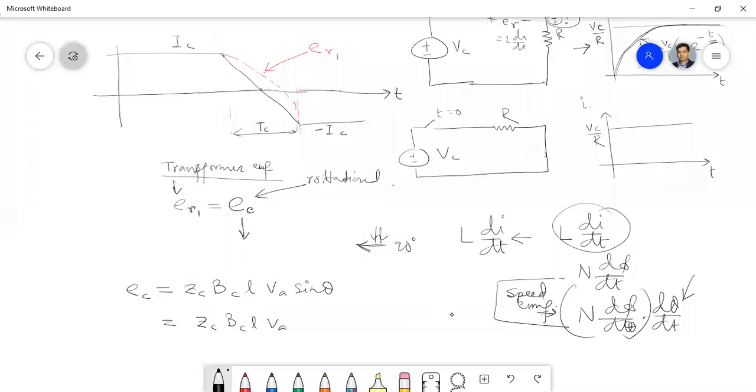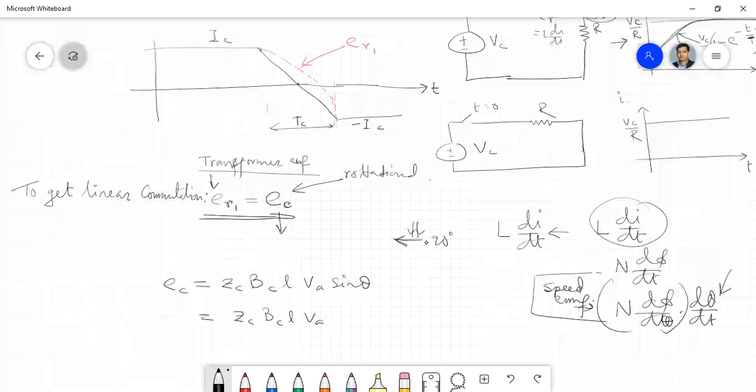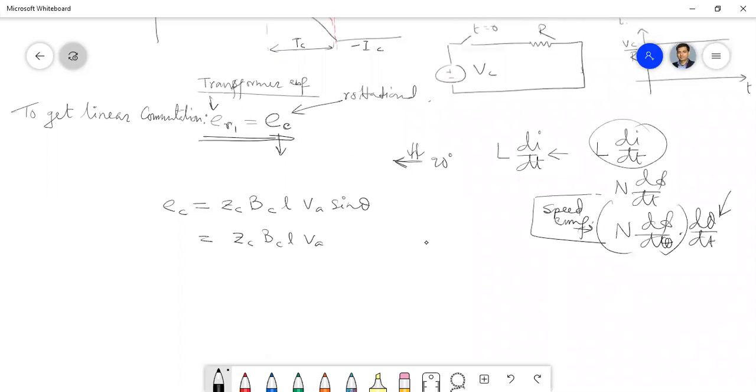So that means to get exact cancellation, or to get linear commutation, this is the criterion. There should be exact cancellation between this reactance voltage and the EC, the rotational EMF. It is also called commutation voltage, EC. EC is also called commutation voltage. So there should be exact cancellation. Have you understood this point?